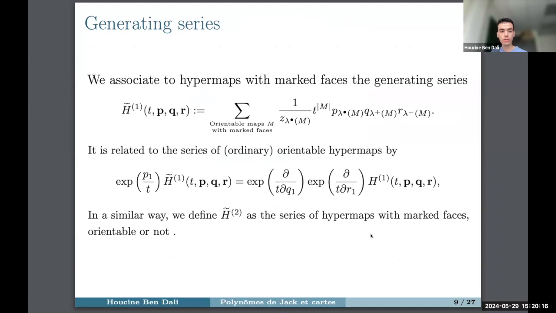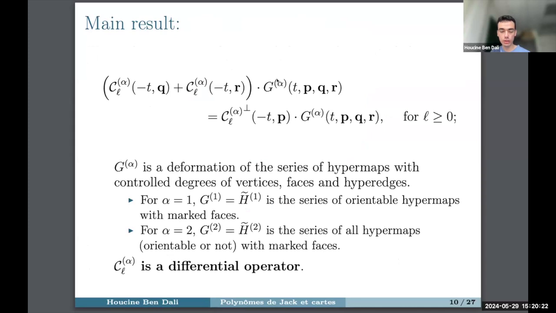So okay, this finishes the first part about the definition of the generating series that we are looking at. So this series G alpha, which appears in the main result, is actually an alpha deformation of the series H tilde 1 and H tilde 2. So now I will talk about the differential operators.